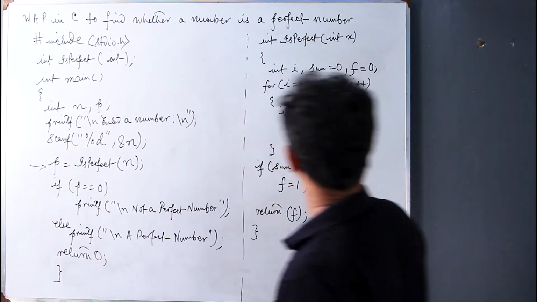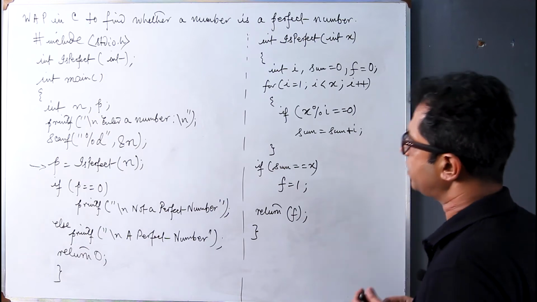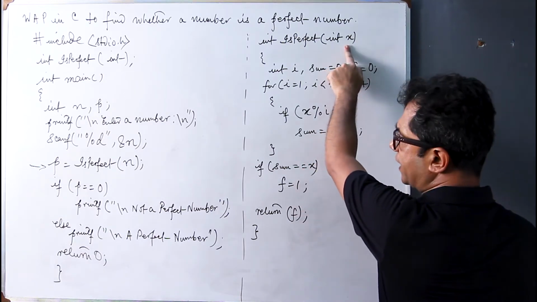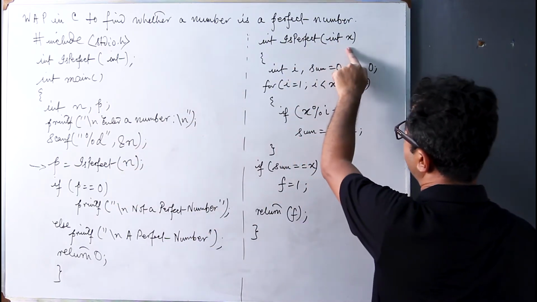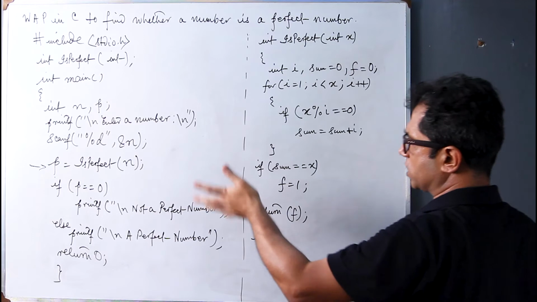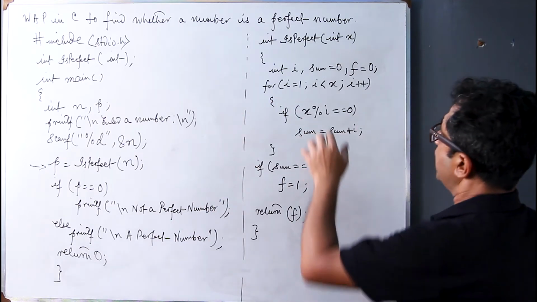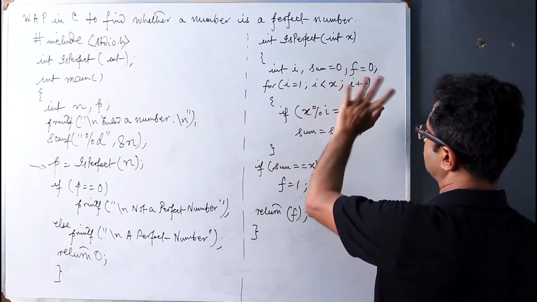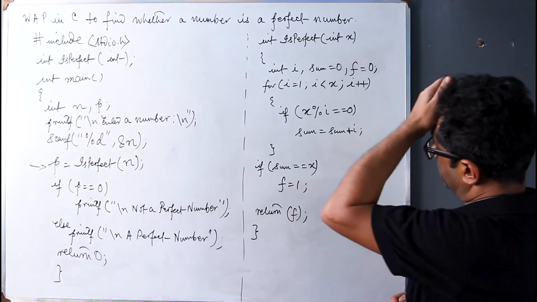Then return 0 and closing brace. Now we come to the function definition part, where we have used the formal argument x, and the value of n will be copied to x by the logic I described in the previous video. And int i, sum is equal to 0, f is equal to 0. These are the variable declaration and initialization part.